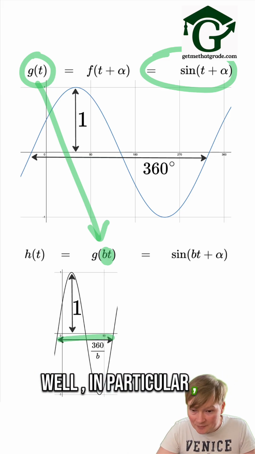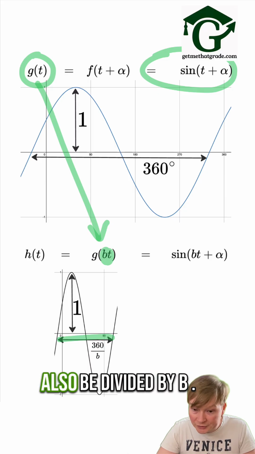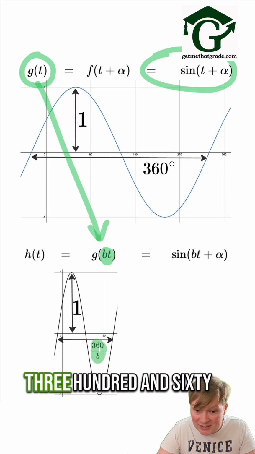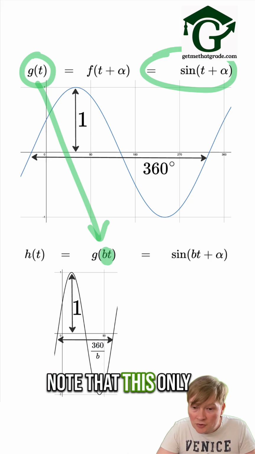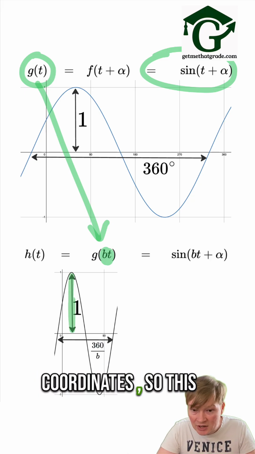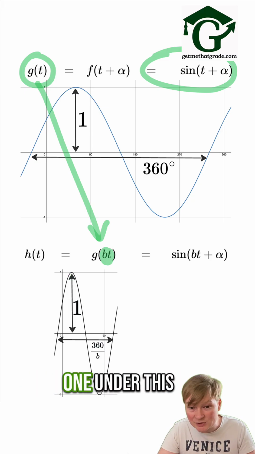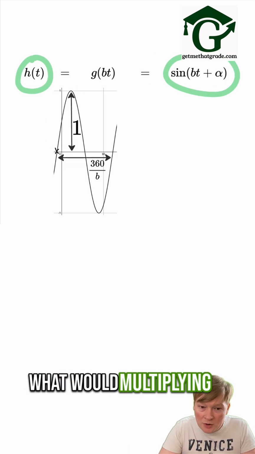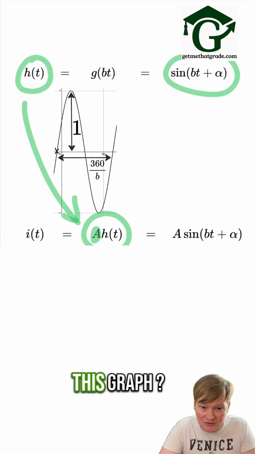Well, in particular, here, the period will also be divided by b. So the period's no longer 360 degrees, the period is 360 divided by b. Note that this only affects the horizontal coordinates, so this amplitude will remain as 1 under this transformation. If we call that graph h of t, what would multiplying by a on the outside do to this graph?